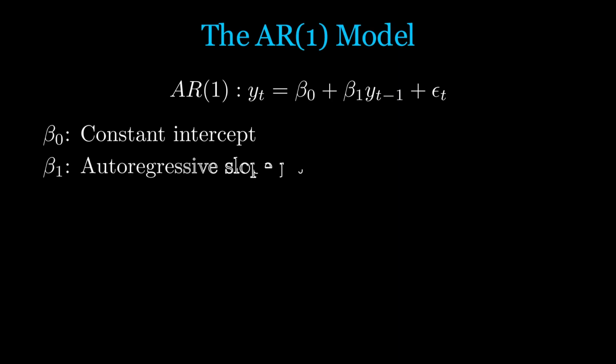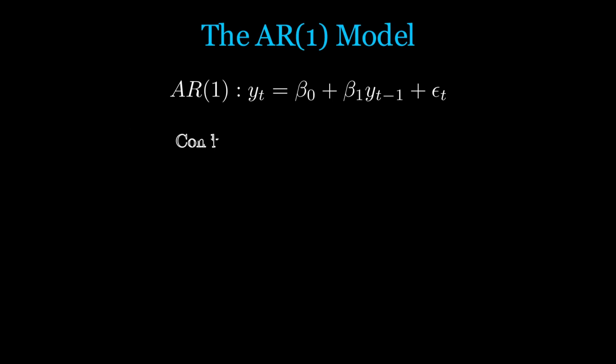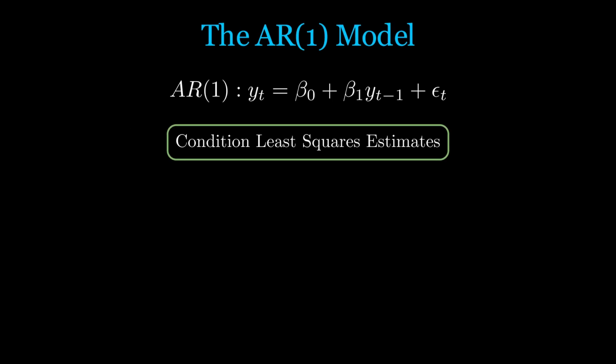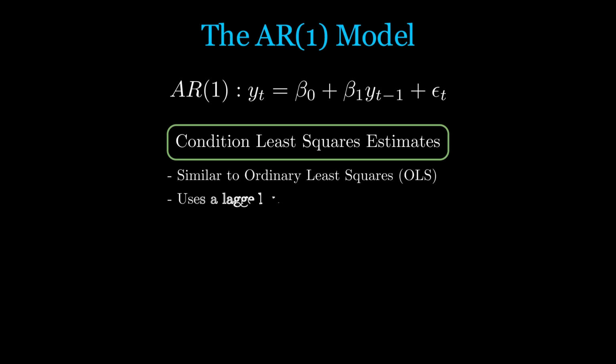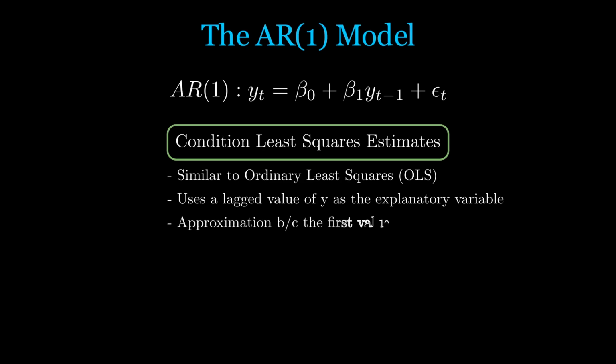Here, similar to linear regression, beta 0 is a constant and beta 1 is the slope parameter. We can estimate beta 0 and beta 1 using conditional least squares estimates. Conditional least squares is similar to ordinary least squares, but we use the lagged value of y as the explanatory variable. It is an approximation because the first value has no lag, so it is not used in the estimation. This causes slight differences between the conditional least squares estimate and the ordinary least squares estimate, which diminishes as the series length increases.